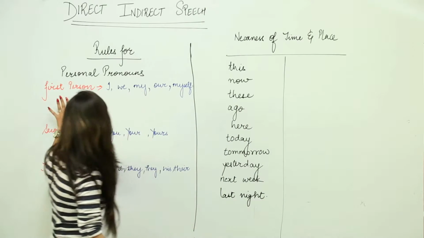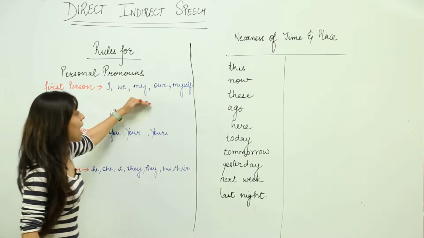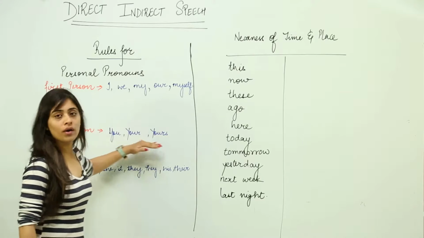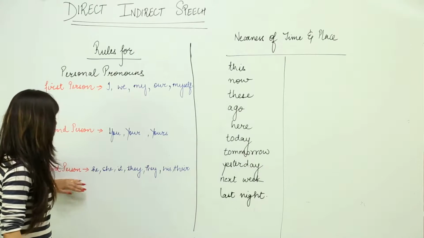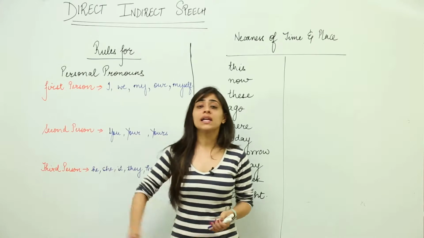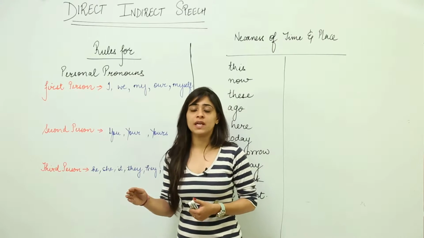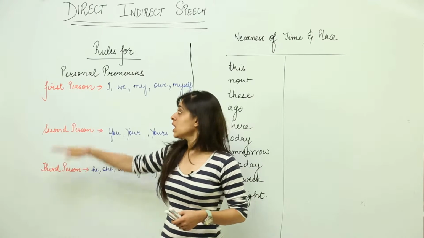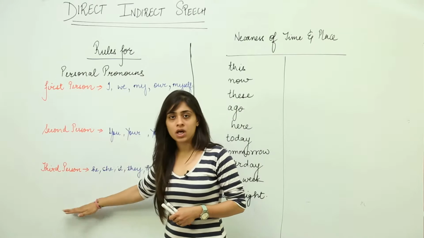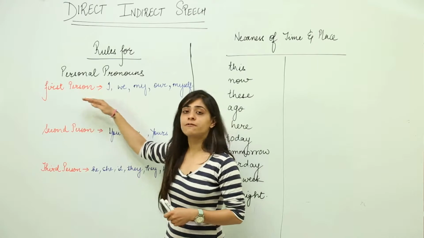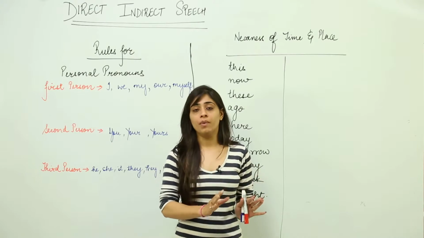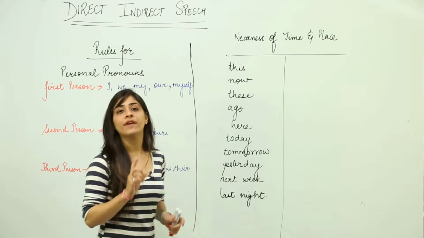For first person, we have I, we, my, our, myself. For second person, we have you, your and yours. For third person, he, she, it, they, his, theirs. Now, in converting a direct speech to a reported speech, we change first person to third person, second person to third person, or we change the first or the second person as implied by the reporting verb. So, let's understand this with the help of an example.